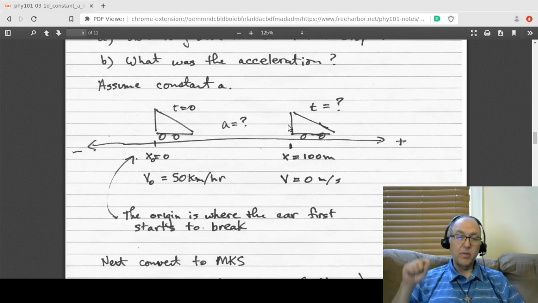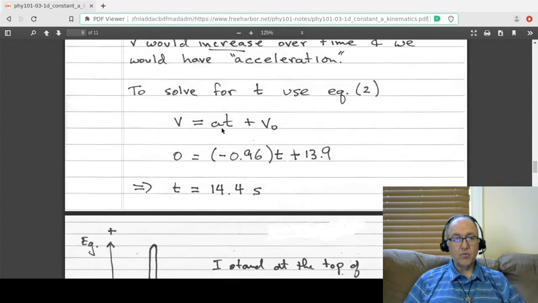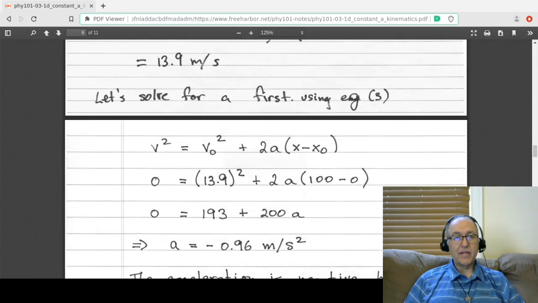And just to be very clear about these words, acceleration and deceleration, usually we say decelerate when you're slowing down. So when your velocity is in one direction and the acceleration is in the opposite direction, what does that mean? It means the velocity is going to decrease over time, and that's what we mean by deceleration. So over here, the fact that the velocity is in the positive direction, but the acceleration is in the negative direction, is exactly what you expect as your car decelerates.